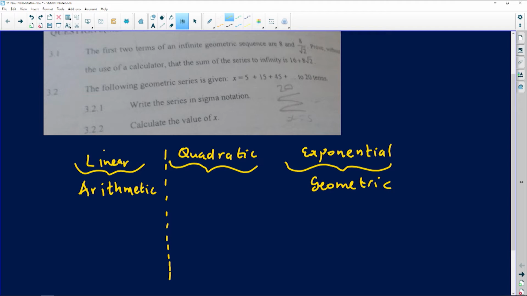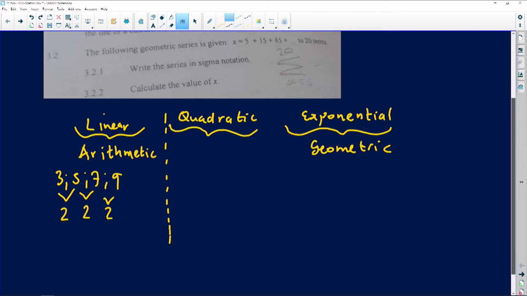A linear pattern will be something such as maybe 3 or 5 and then 7 and then 9. How do we see them? They all have a common difference. The difference between 3 and 5 is 2. The difference here is also 2. And the difference here is also 2. Once you start trying to find the difference between consecutive terms and you find some number that happens to be the same all the time, then it means that pattern is a linear pattern.